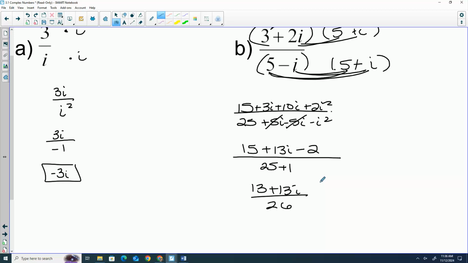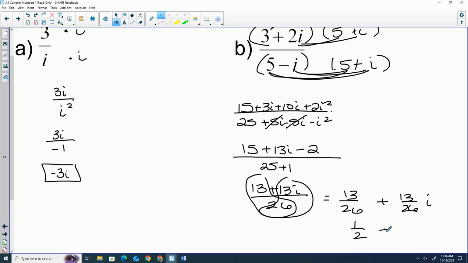We need it to be written in a plus bi, so we need to separate the real and the imaginary. So what you can do is put each one over the denominator. That's like 13 over 26 plus 13 over 26i. And then if we reduce, that's 1/2 plus 1/2 i. So because it needs to be written a plus bi, we have to separate the two. Any questions there?